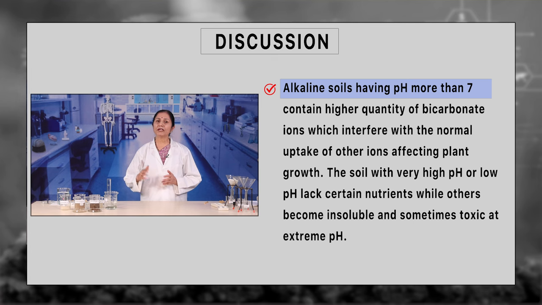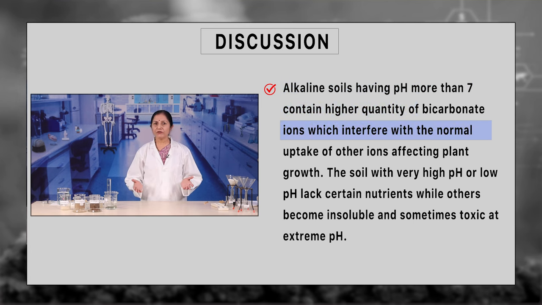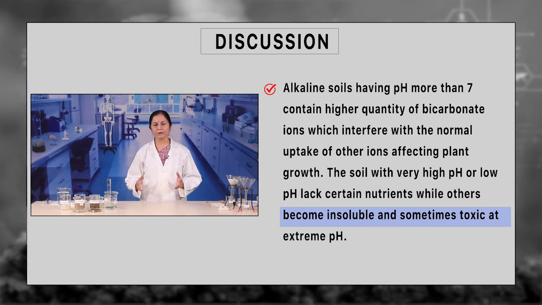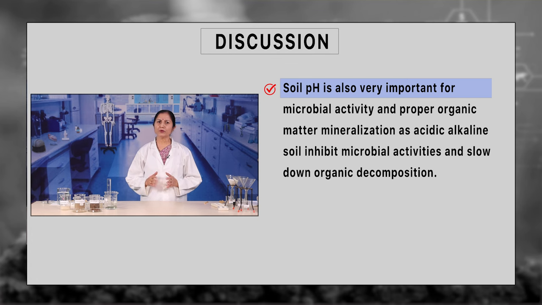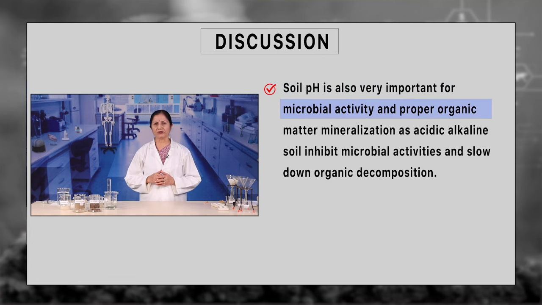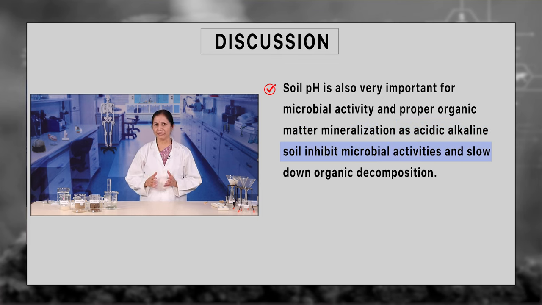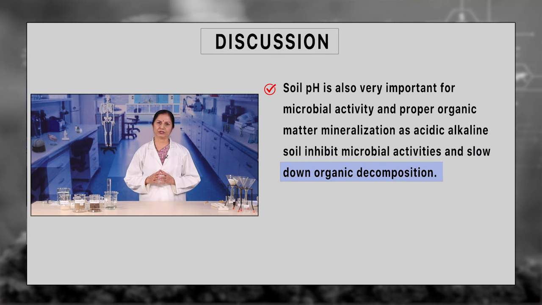Alkaline soils having pH more than 7 contain a higher quantity of bicarbonate ions, which interfere with the normal uptake of other ions, which affects plant growth. The soil with very high or low pH lacks certain nutrients, while others become insoluble and sometimes toxic at extreme pH. Soil pH is also very important for microbial activity and proper organic matter mineralization, as acidic or alkaline soil inhibits microbial activities and slows down organic decomposition.